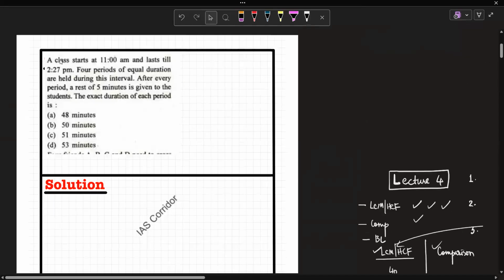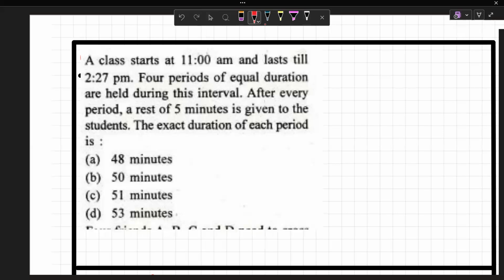Now here comes the first question of the day, that is 22. Let us read the question first. The question is the exact duration of each period. I hope you have got the perspective on how to solve the question. First of all, I'll read this statement, because I should know what the demand of the question is. The demand here is to find the exact duration of each period.